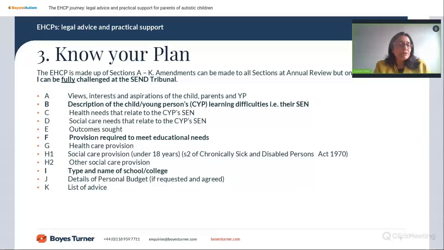And if they are going to issue an EHCP, the whole process should take no more than 20 weeks maximum from your request to ending up with an EHCP, a final plan. Now, once you've got your final plan, you need to know what you're looking out for. So at some stage of the process, usually around week 15, 16, the local authority, if they are going to issue a plan, will send you a draft plan.